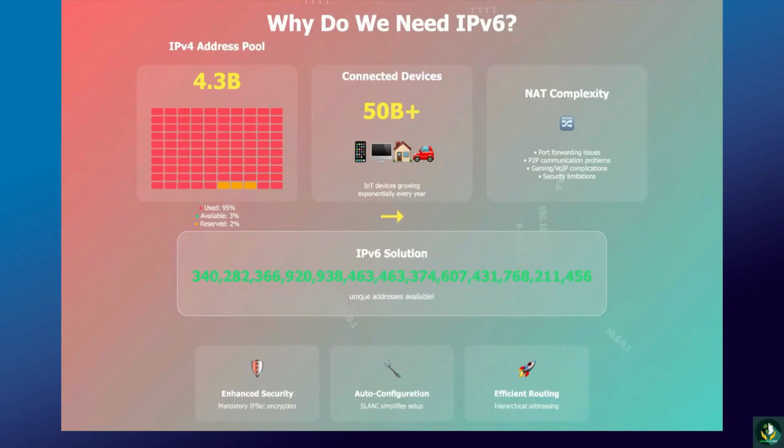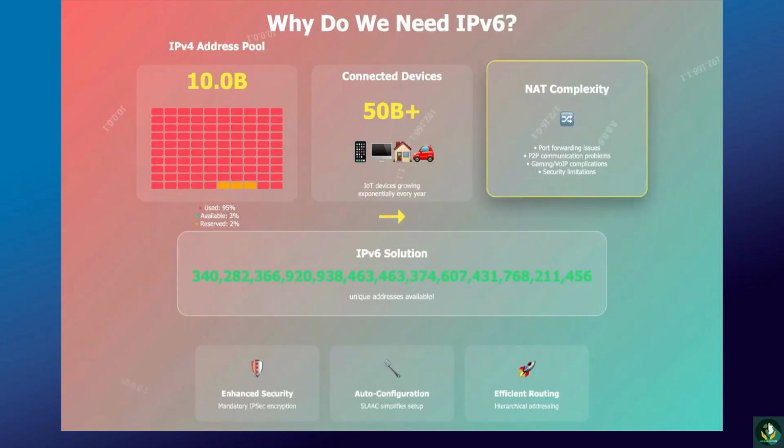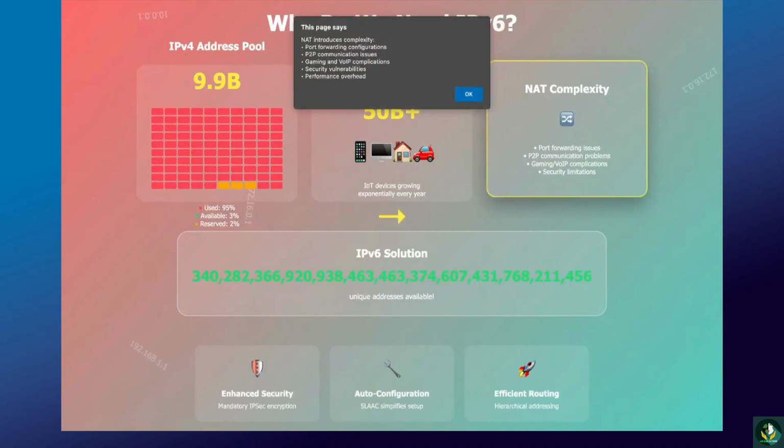And the first challenge is that IPv4 uses a 32-bit address space, providing only about 4.3 billion unique addresses. With the exponential growth of the Internet and IoT devices, IPv4 addresses have become limited or scarce. Organizations often use NAT, or network address translation, to map multiple private IPs to a single public IP, but NAT introduces complexity and limits functionality.